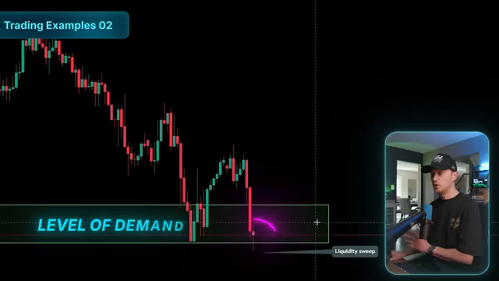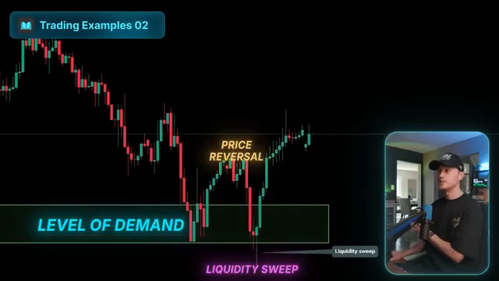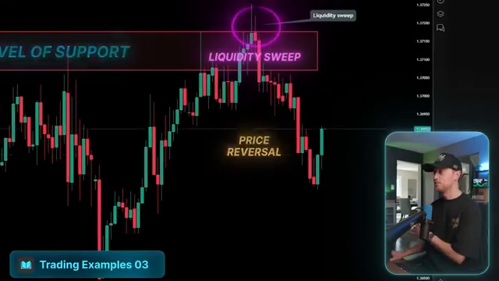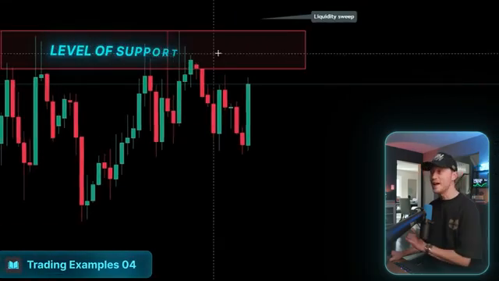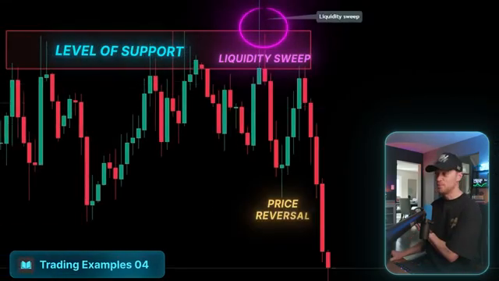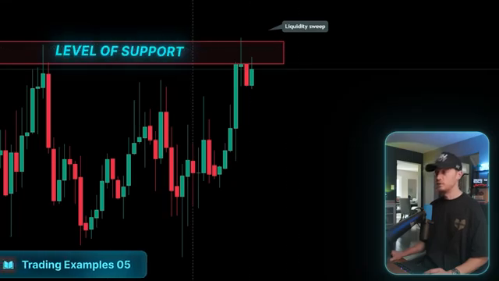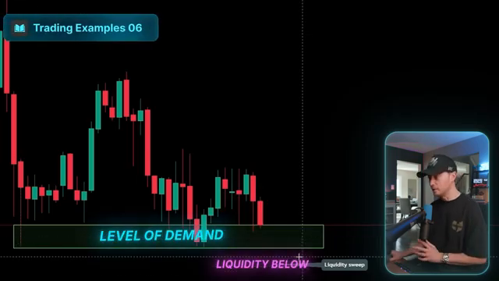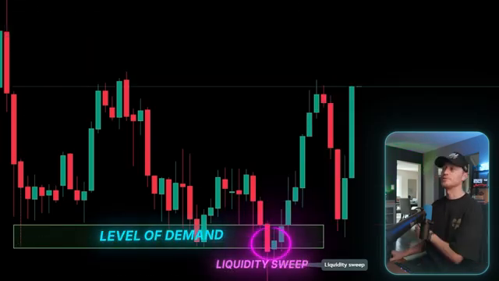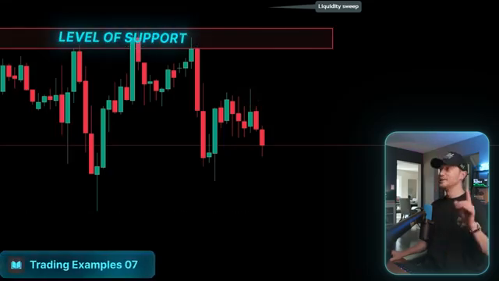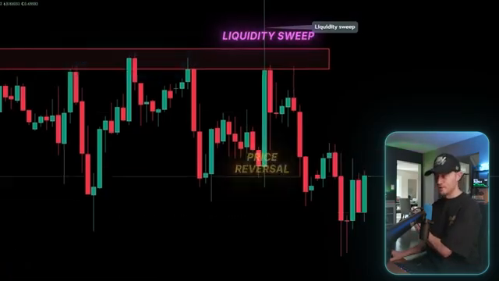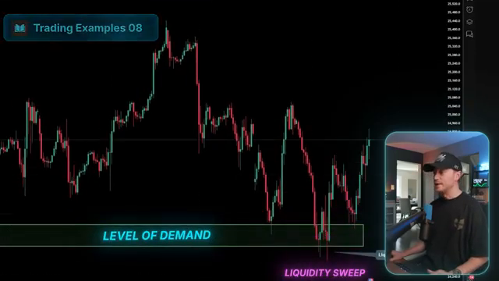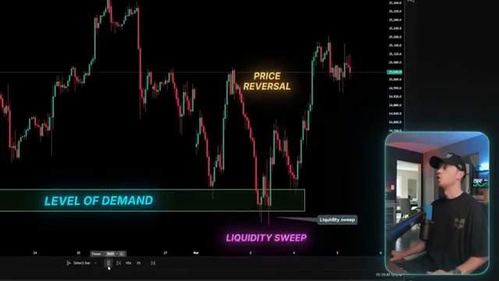The obvious level, the liquidity sweep, and that price reversal. Again, the obvious level, the liquidity sweep, then the price reversal. Obvious level, liquidity below, liquidity sweep, price reversal. And the last time, baby, the obvious level, the liquidity sweep, and the price reversal all the way up.